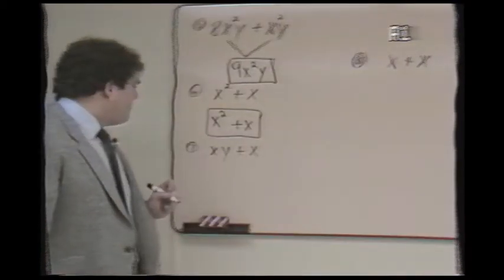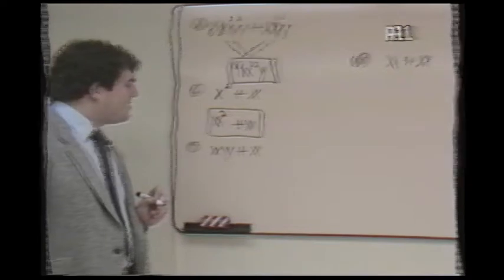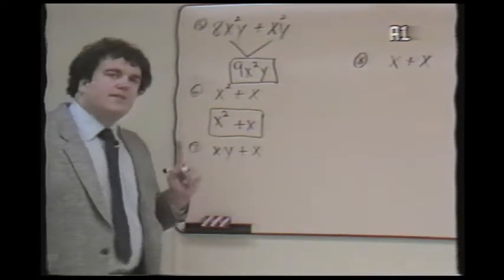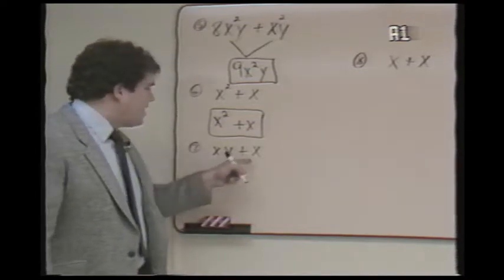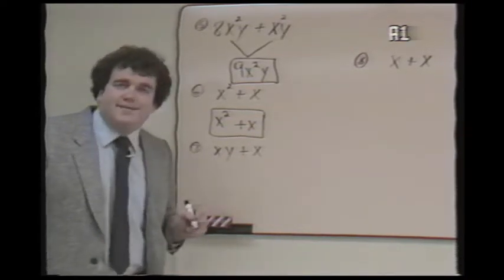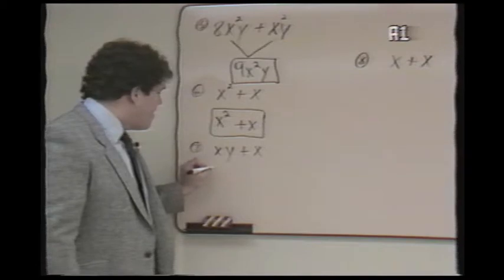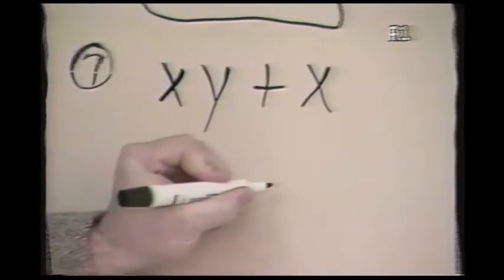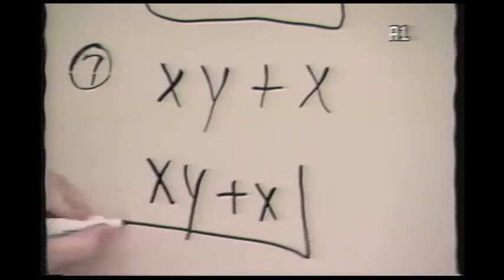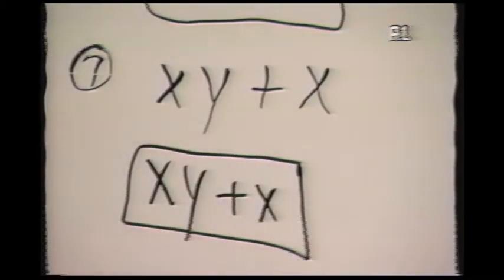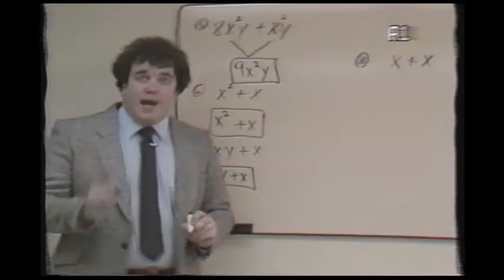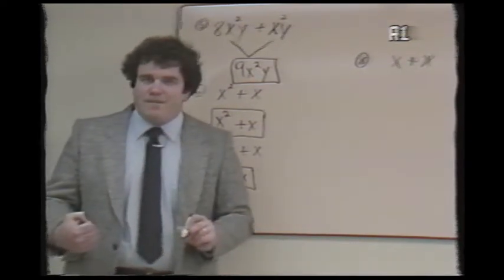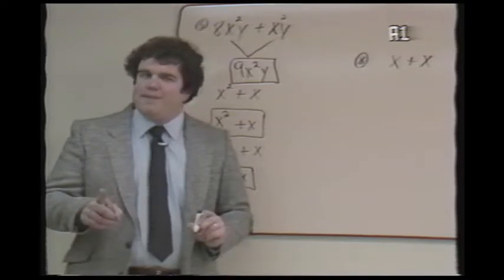Our next problem, problem number 7, xy plus x. Now, same thing here. They are not like terms. An xy is not the same as an x. They cannot be combined, and so xy plus x is equal to xy plus x. Remember, do not combine unlike terms. That's where people make mistakes. I want to make sure that you know that.